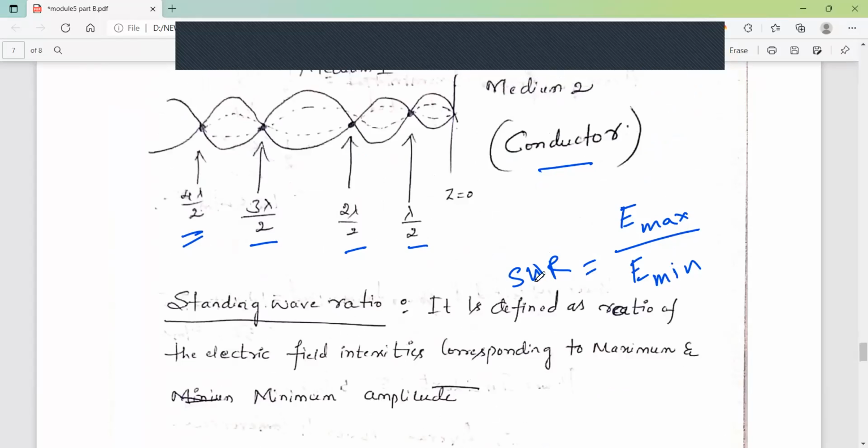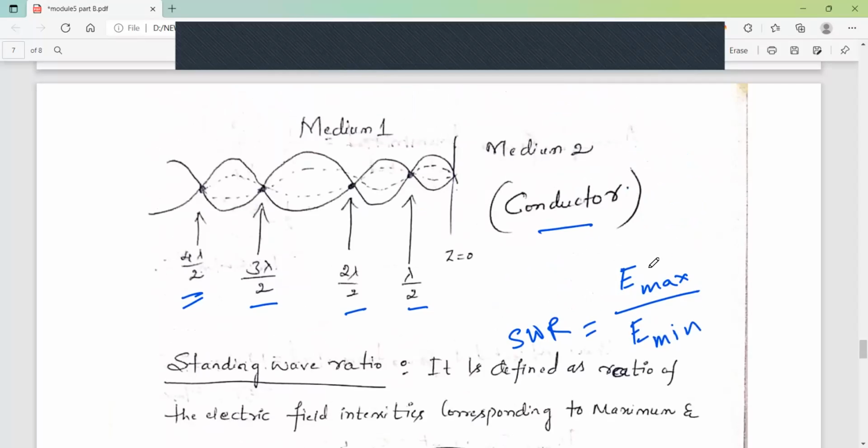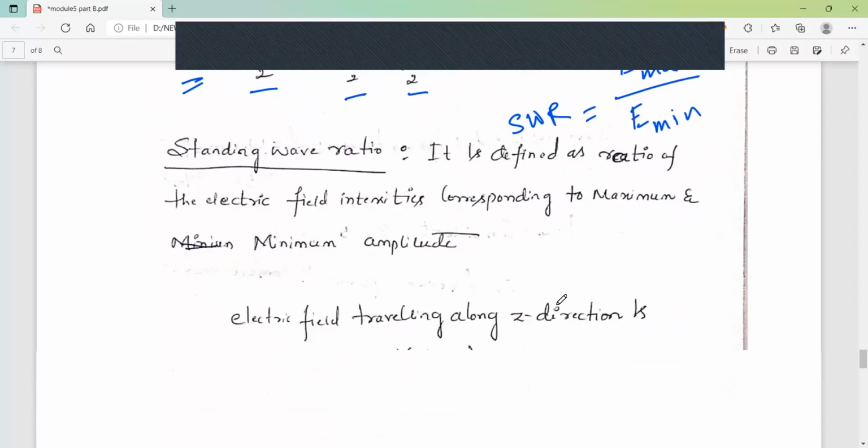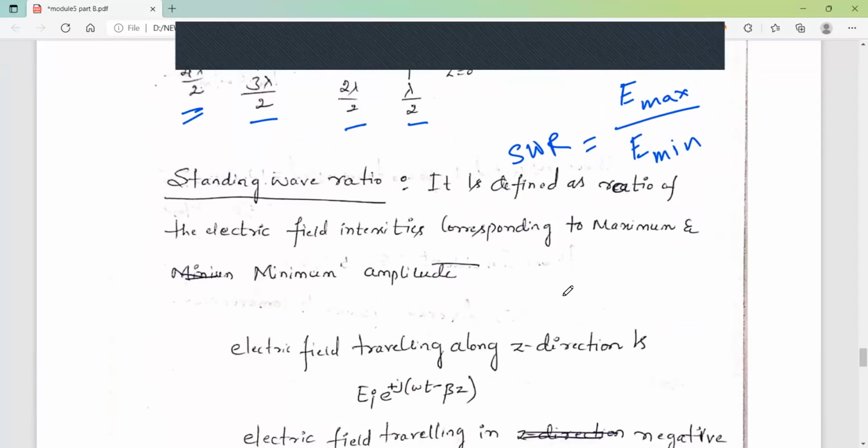Already we have seen what is reflection coefficient. We are going to determine the expression for SWR, or standing wave ratio, in terms of reflection coefficient. What is standing wave ratio? That is nothing but the ratio of maximum electric field amplitude to the minimum electric field amplitude of a standing wave. So let us see how we can get that.